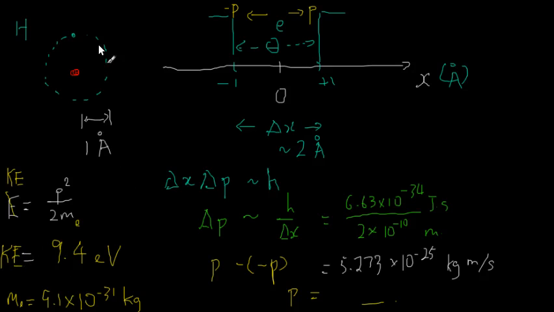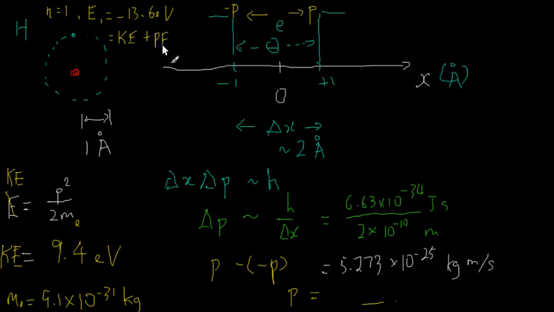Now, if you recall from the examples with the hydrogen atom, for the hydrogen atom, the n equals 1 orbit has an energy of minus 13.6 eV, if you look back at my earlier videos. Now this minus 13.6 eV is actually the total of KE plus PE.